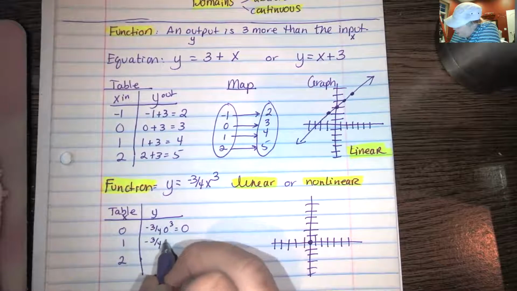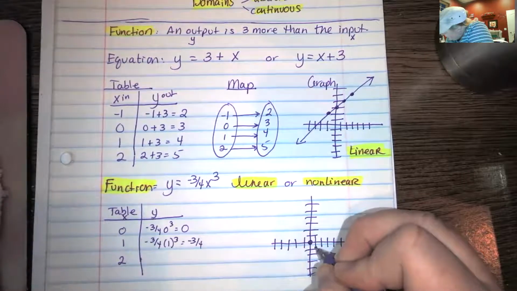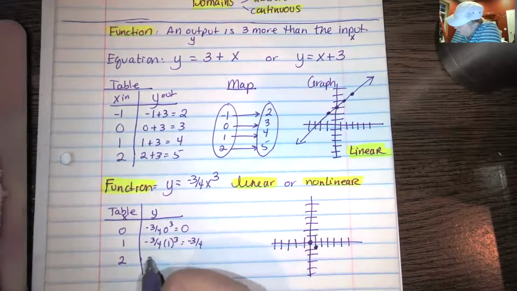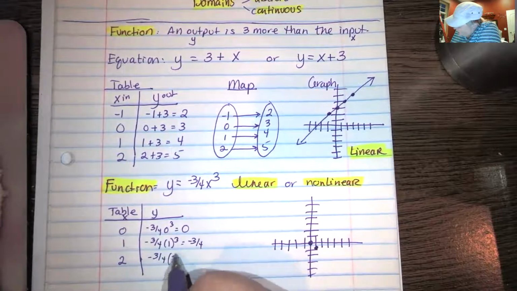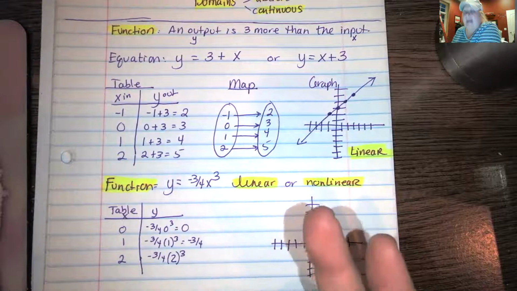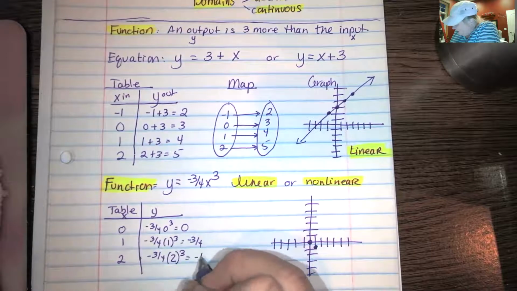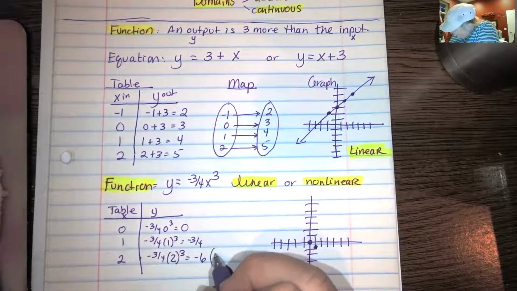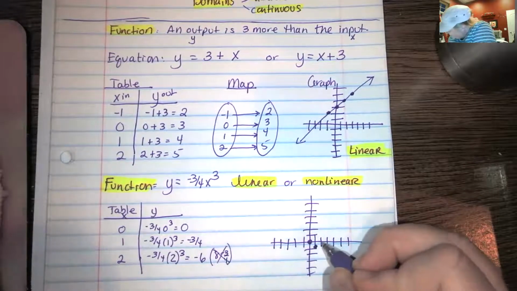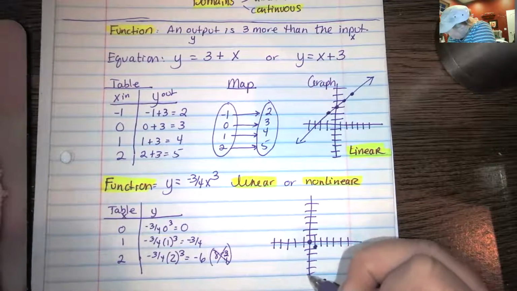All right, let's try 1. -3/4, 1 cubed. Well, that's -3/4. So 1 and -3/4. Okay, let's see. And let's do 2. Yikes. -3/4, 2 cubed. Ooh, 2 cubed is what? 2 times 2 times 2, that's 8, times -3/4, that's -6, I believe. Let me just do the quick math in my head. -3/4, that'd be, yep, -6. So 2, 1, 2, 3, 4, 5, 6. Oh, wow.